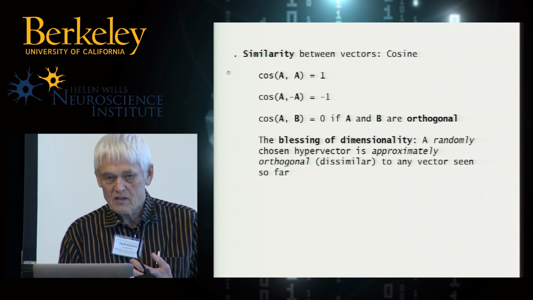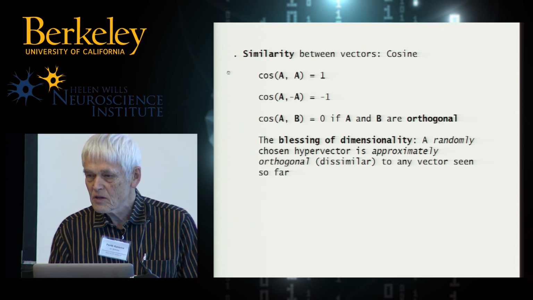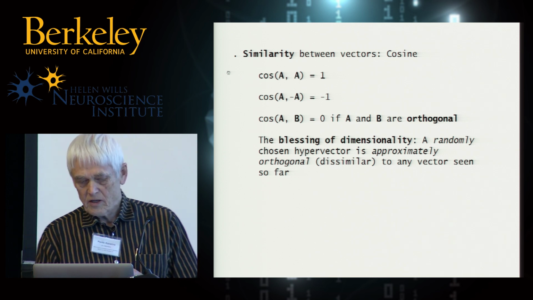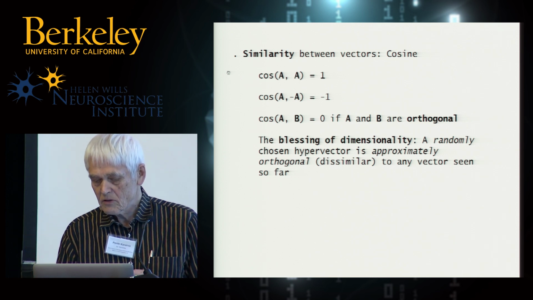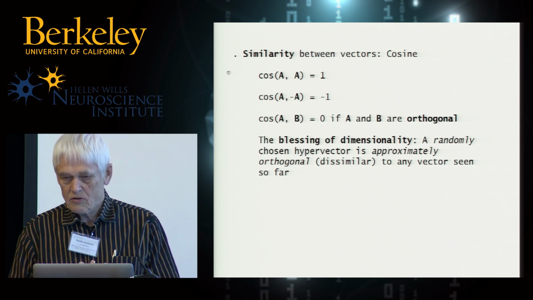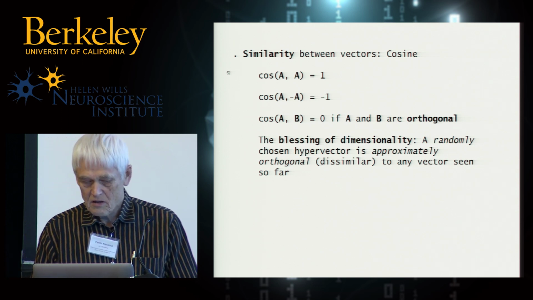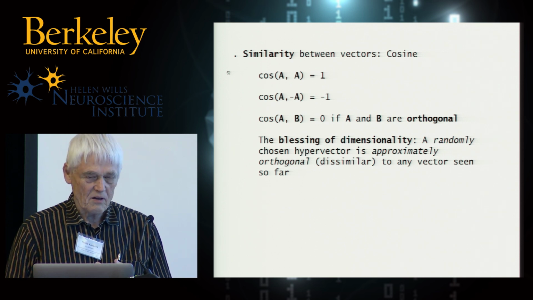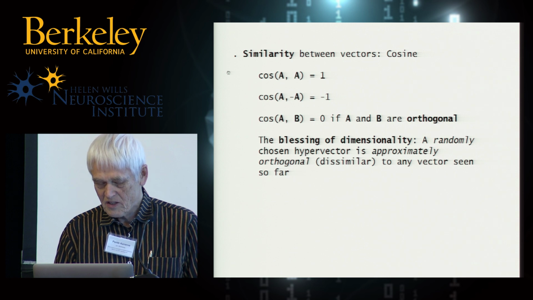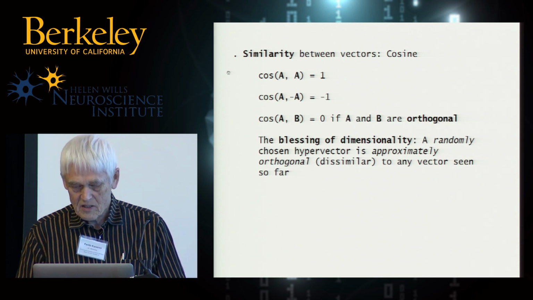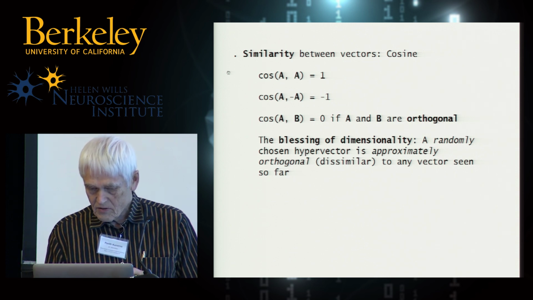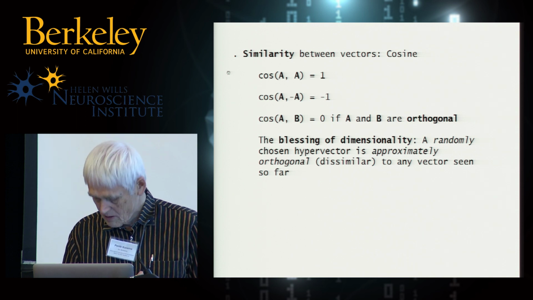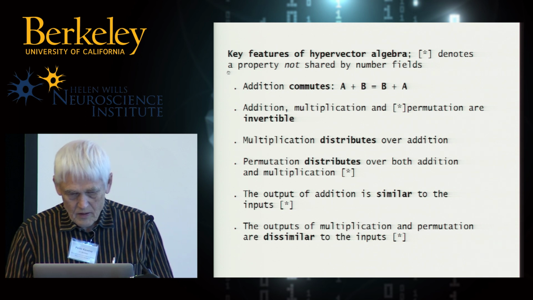And here's what I say is one of the important things that we get with high dimensionality: if you randomly take two vectors, they are approximately orthogonal. And I refer to this as the blessing of dimensionality, to contrast with what people call the curse of dimensionality. Actually, high dimensionality is what gives us many of the desirable properties of computing with these hypervectors.